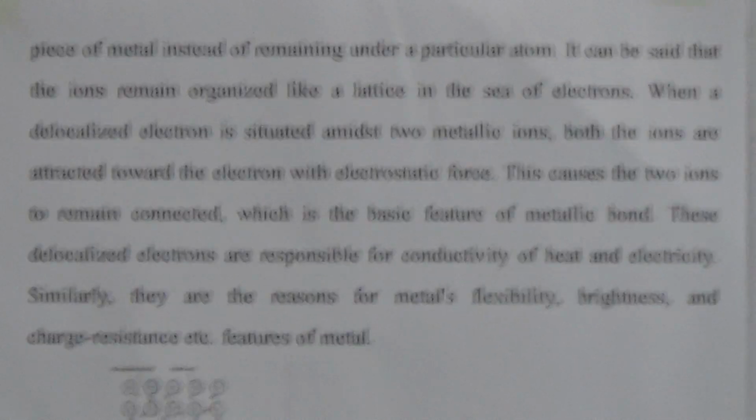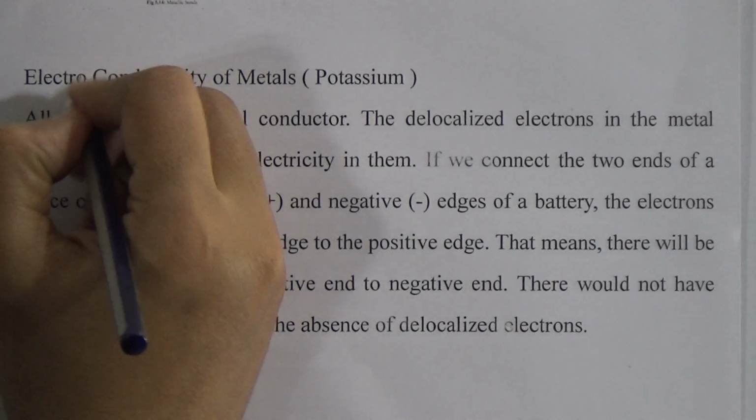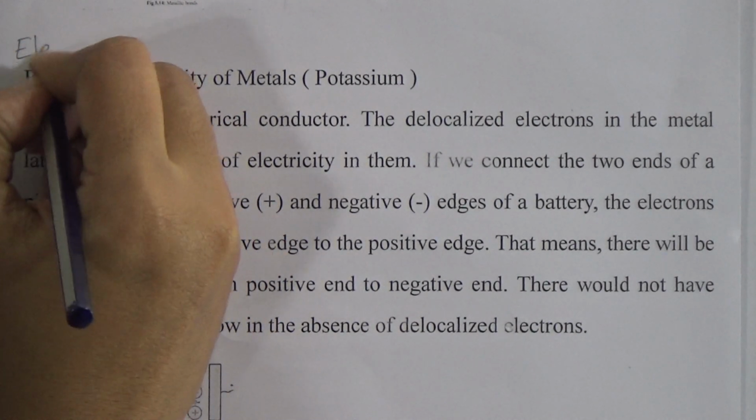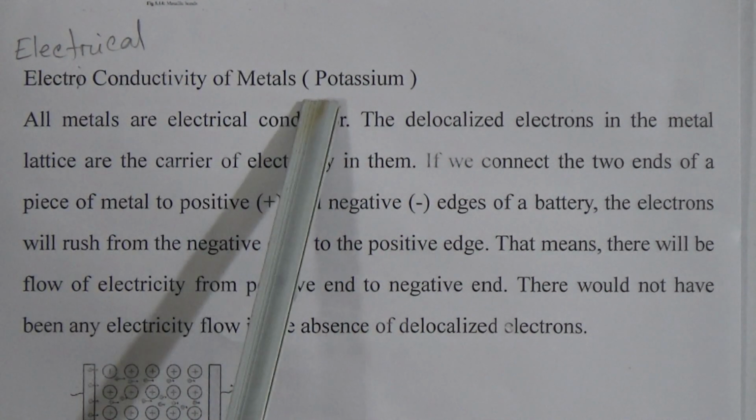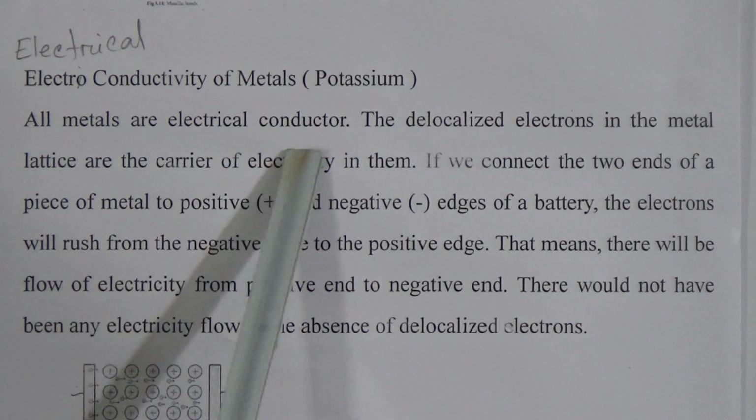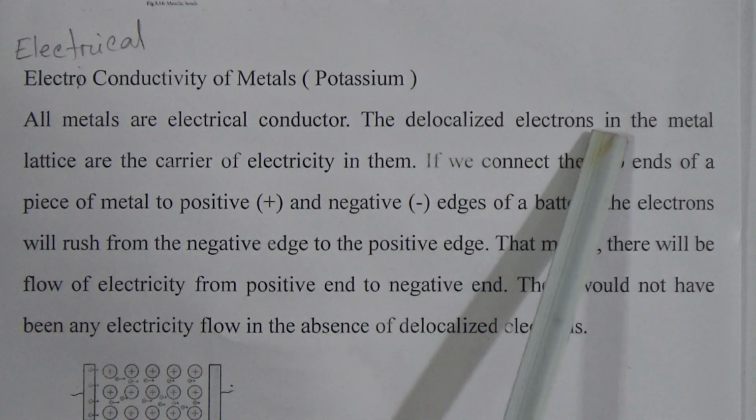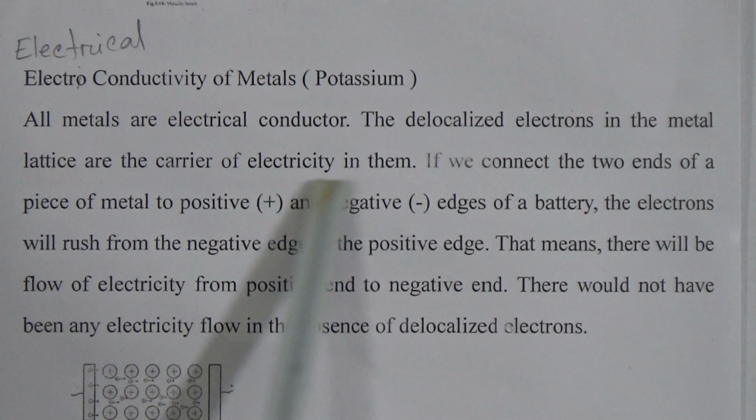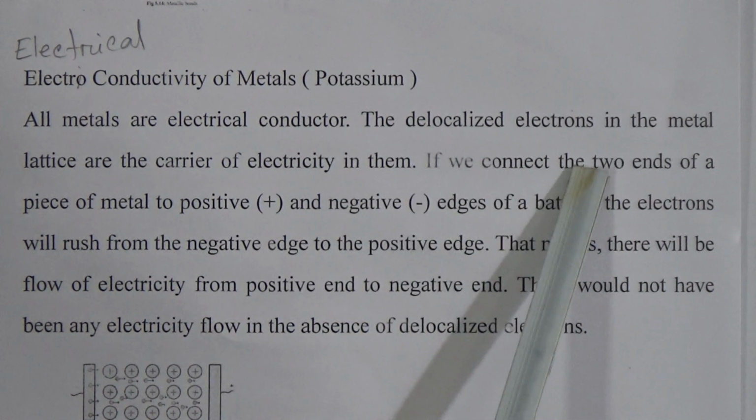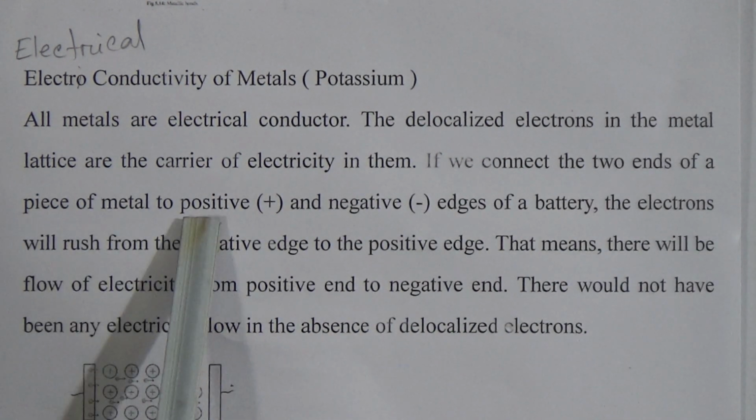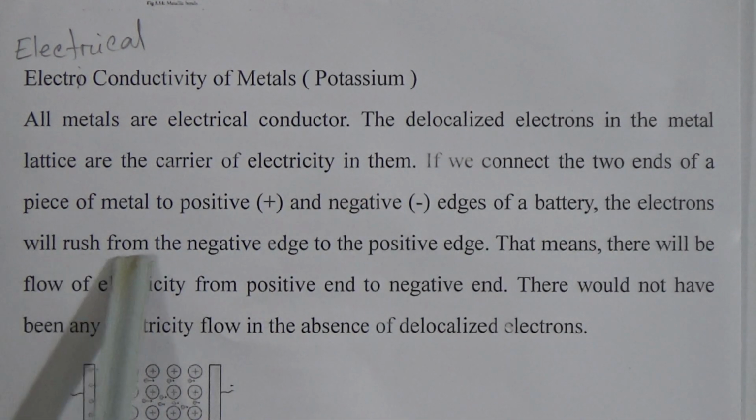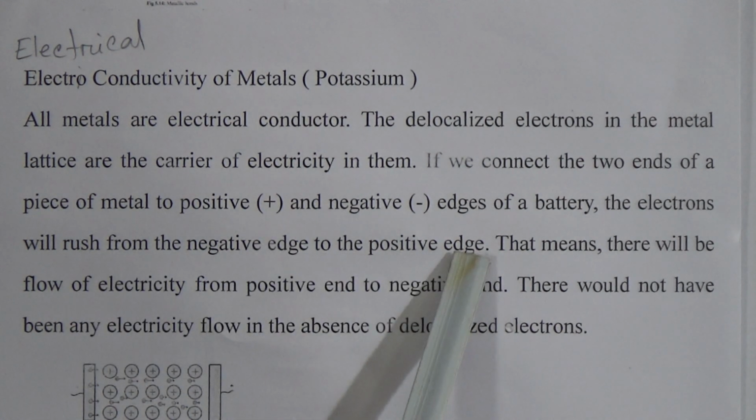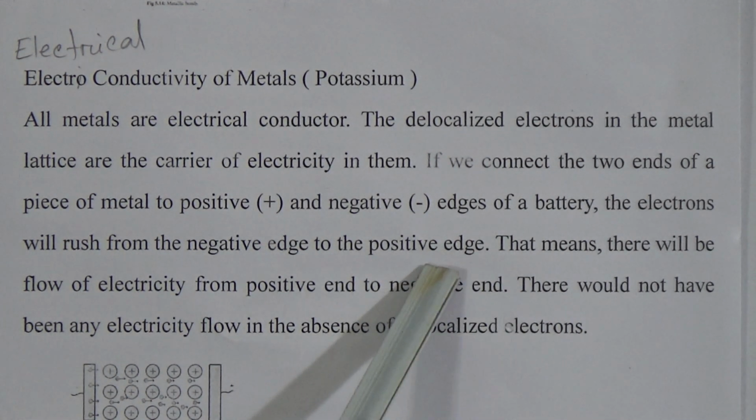Now come to electrical conductivity of metals. That means potassium. All metals are electrical conductors. The delocalized electrons in the metal lattice carry the electricity in them. If we connect the two ends of a piece of metal to the positive and negative edges of a battery, the electrons will rush from the negative edge to the positive edge. Because electrons are negatively charged, that's why they run towards the positive end.